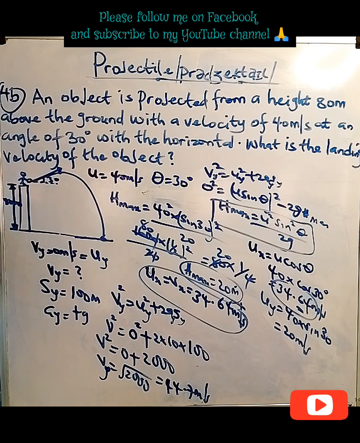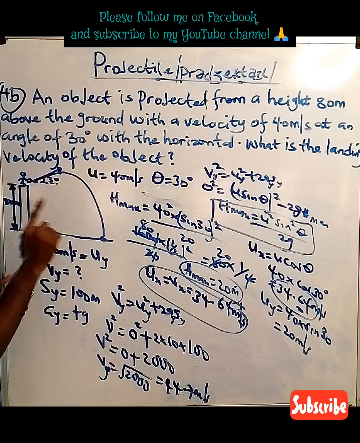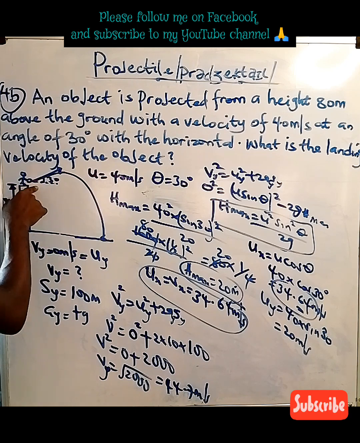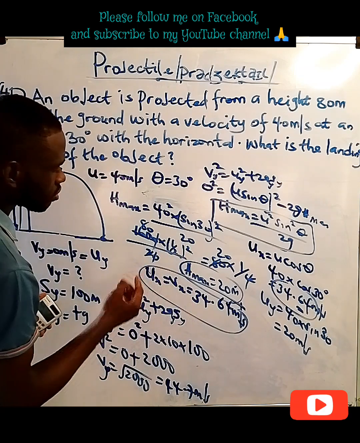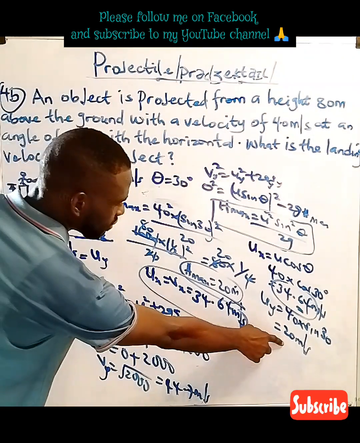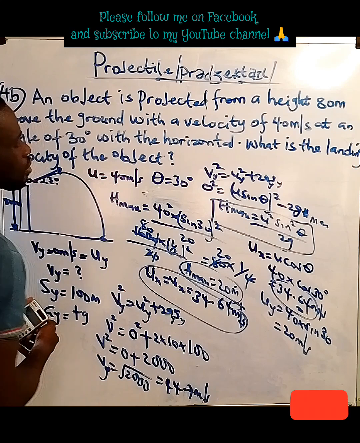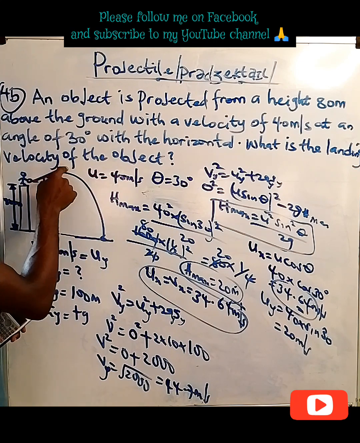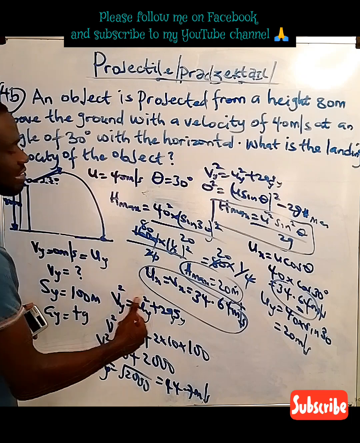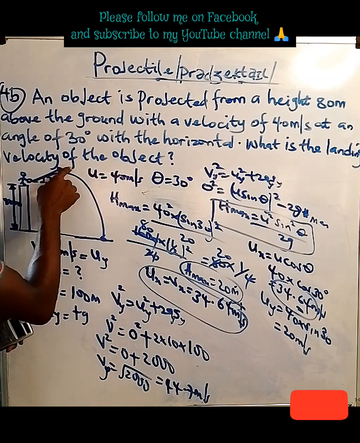So the body was shot to this place. It got to max height. At max height, it lost all the speed it left with, all the speed along the y-axis. It left with an initial speed along the y-axis of 20 meters per second, and also an initial speed along the x-axis of 34.64 meters per second. Now, after that, it got to a max height, thereby losing all its initial speed along the y-axis, from 20 meters per second to 0 meters per second.